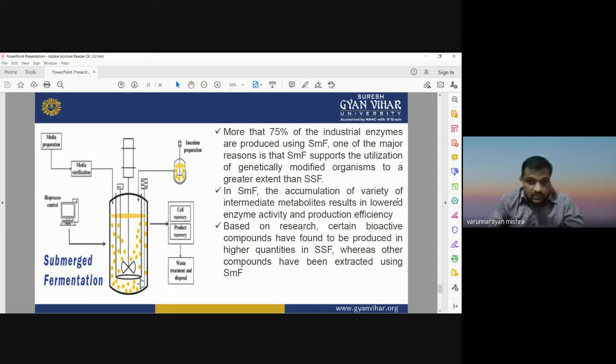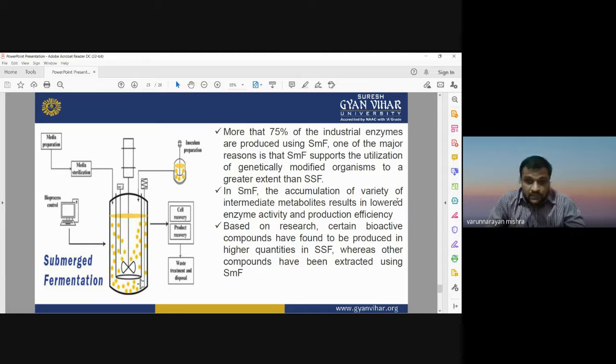More than 75% of the industrial enzymes are produced using SMF. One of the major reasons is that this technique supports the utilization of genetically modified organisms to a greater extent than the SSF. And in the submerged fermentation process, the accumulation of a variety of intermediate metabolites results in lowered enzyme activity and production efficiency. It is based on the research.